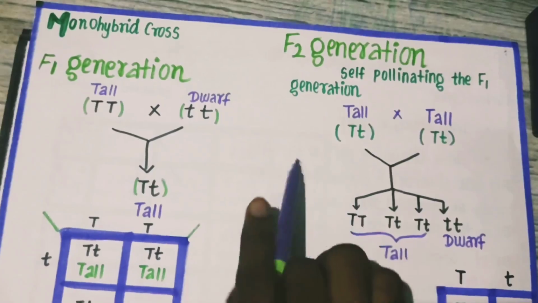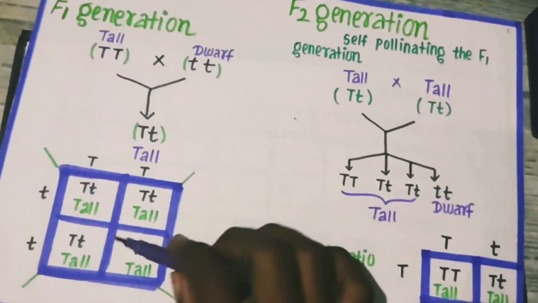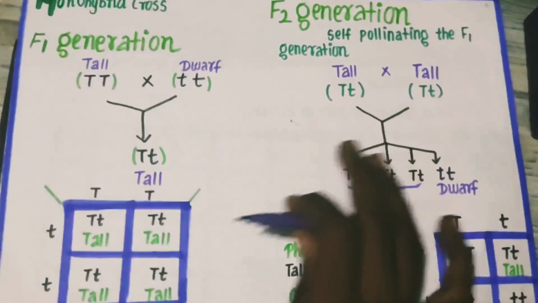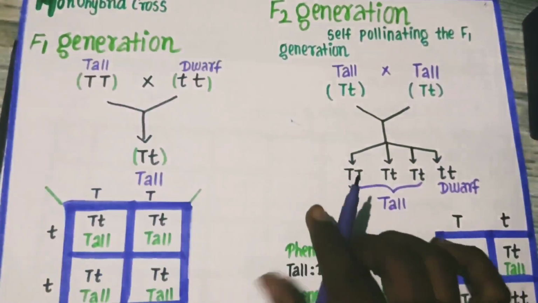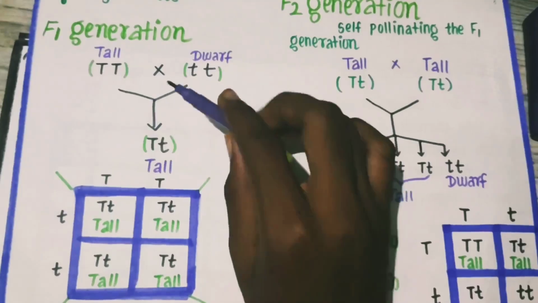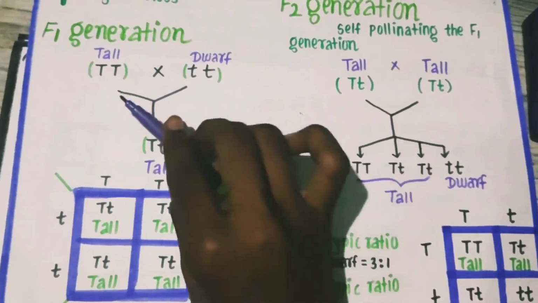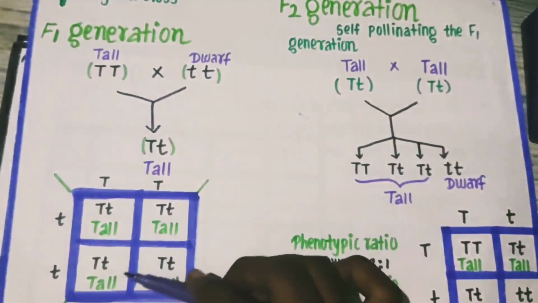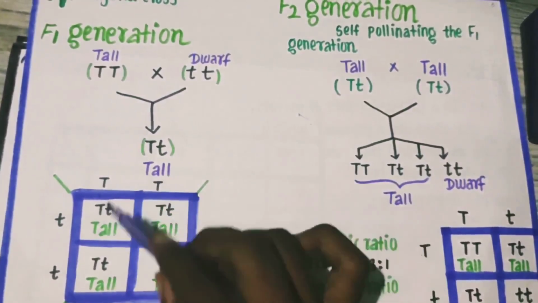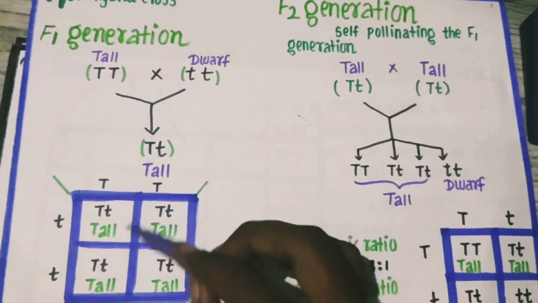Now after crossing between these parental organisms, you can see all the offspring are found to be tall in the next generation, and this generation is called the F1 generation. Am I right kids? The F1 generation is the generation produced after crossing the parental generation. All the offspring are found to be tall, right? You will understand why they are tall.